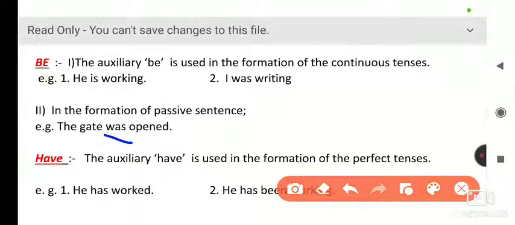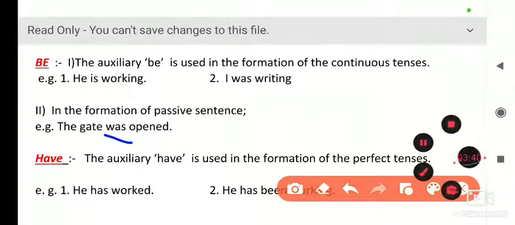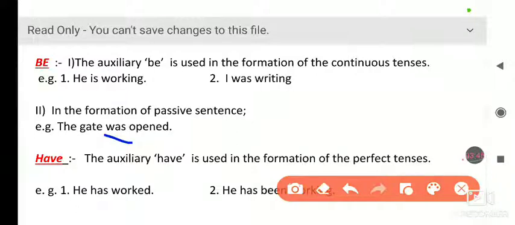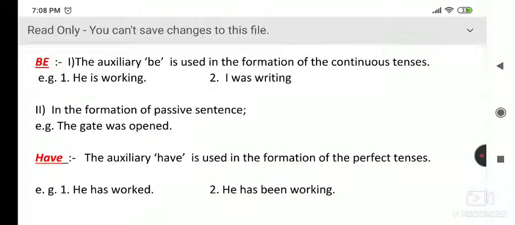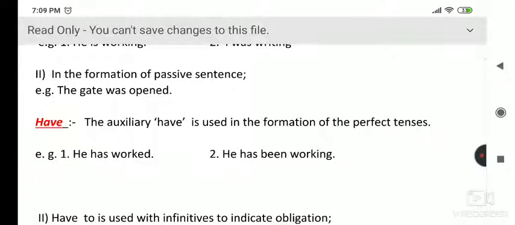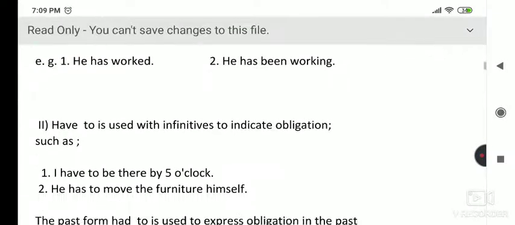Okay, second, that is have. The auxiliary have is used in the formation of the perfect tenses. For example, he has worked. Here has is the form of have, and had is also a form of have in the past tense.